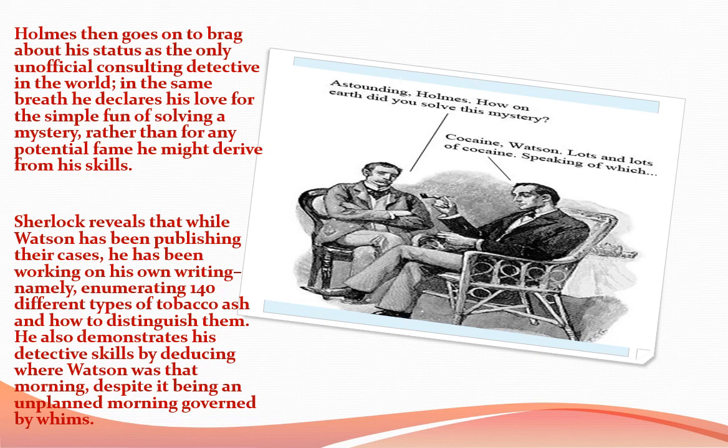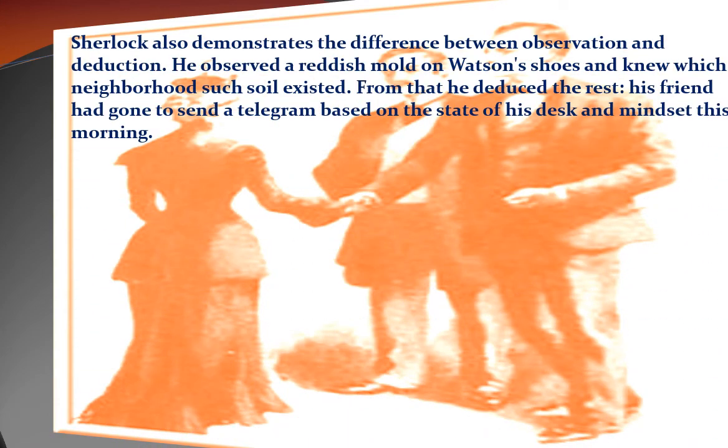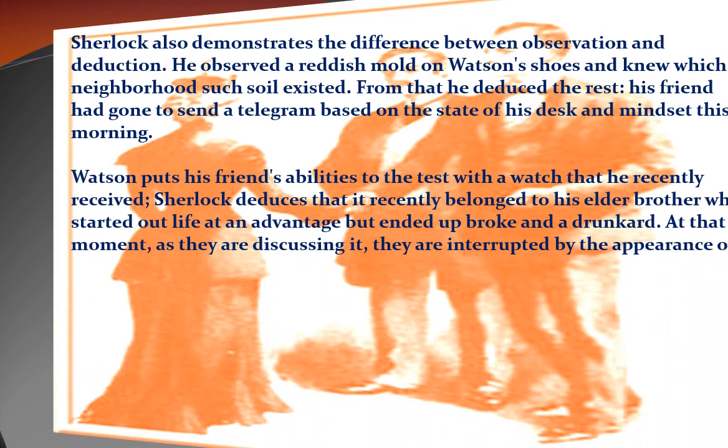He also demonstrates his detective skills by deducing where Watson was that morning, despite it being an unplanned morning governed by whims. Sherlock also demonstrates the difference between observation and deduction. He observed a reddish mold on Watson's shoes and knew which neighborhood such soil exists. From that, he deduced the rest. His friend had gone to send a telegram, based on the state of his desk and mindset this morning.